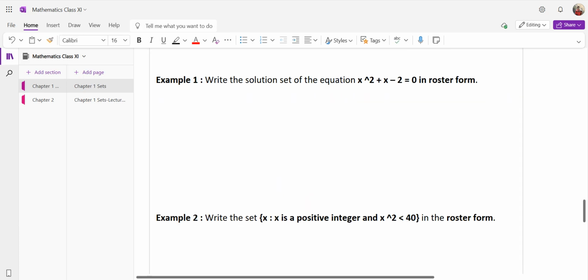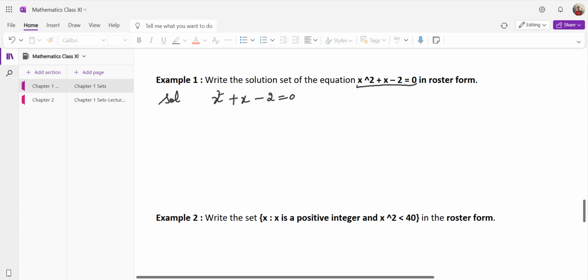Now let us do a few examples. Example number 1: write the solution set of the equation x square plus x minus 2 is equal to 0. Firstly, we need to find the solution of this equation. The nature of this equation is quadratic.